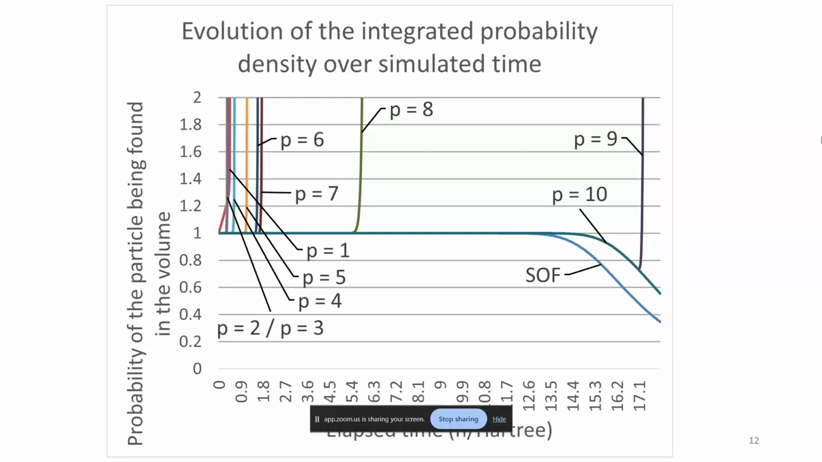And also the SOF curve is the curve of the Fourier method. You can see that there is a discrepancy between the p equals 10 and the Fourier method curve. This must be investigated further. And also the fall off is because it left the visualized volume, so then it wasn't in the volume anyways.